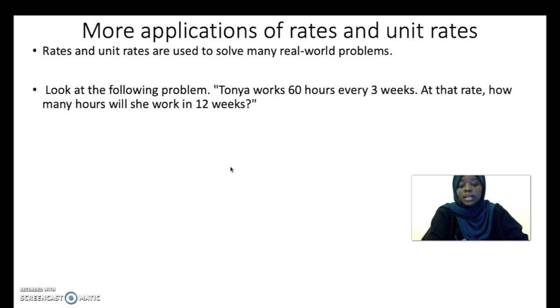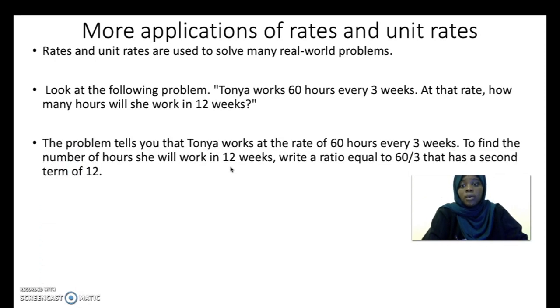Now you can go ahead and also find the hours she could work in 60 weeks, in 40 weeks, and so on and so forth. Well, how can we solve this question? All right, the problem here tells you the rate at which she works for every 3 weeks, which is 60 hours. In order to find the number of hours she will work in 12 weeks, all you need to do is write an equivalent ratio to 60 per 3 that has a second term of 12.